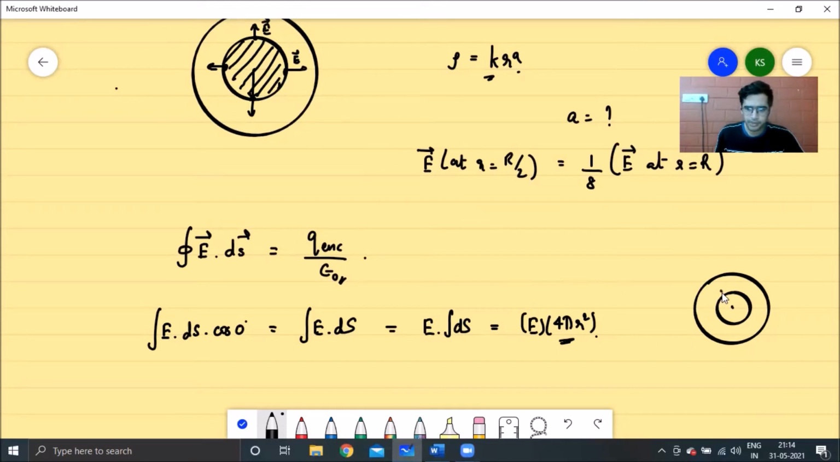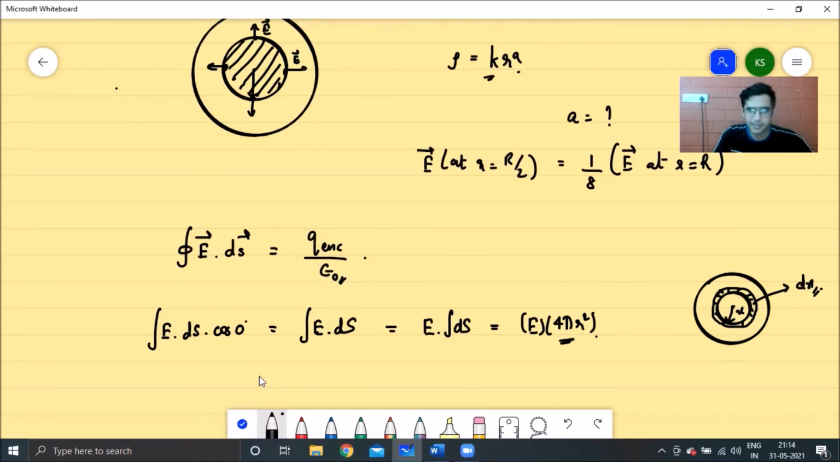So the way we'll go about this is, we will take an elementary shell, as I've shown in this diagram. Let's take an elementary shell of radius x having a small thickness dx. And now since all these points on the shell are located at a distance of x from the center, your charge density will be the same at all these points.